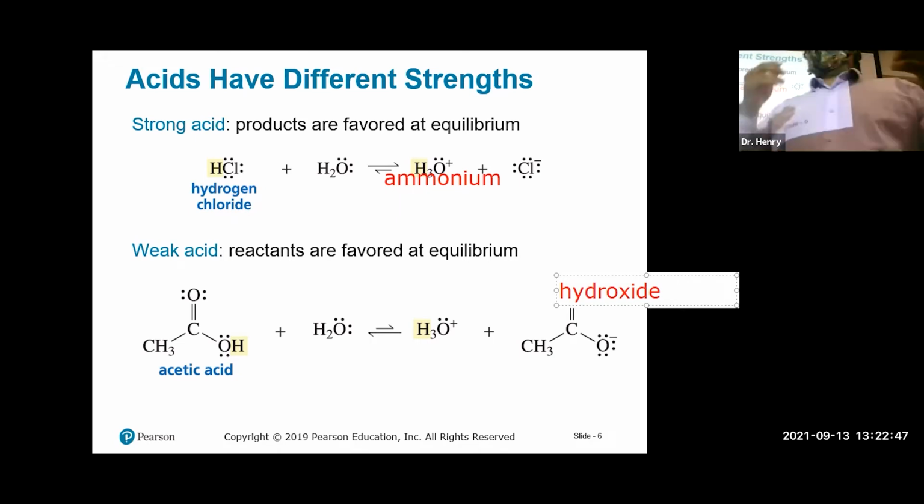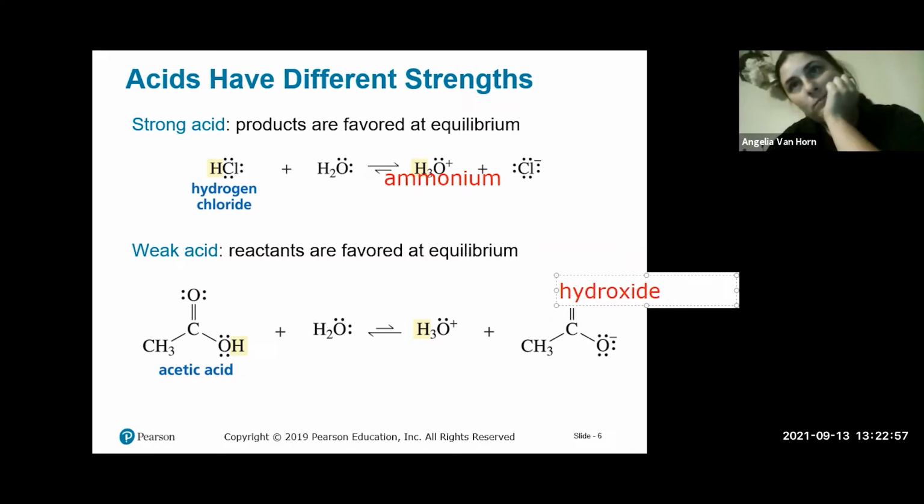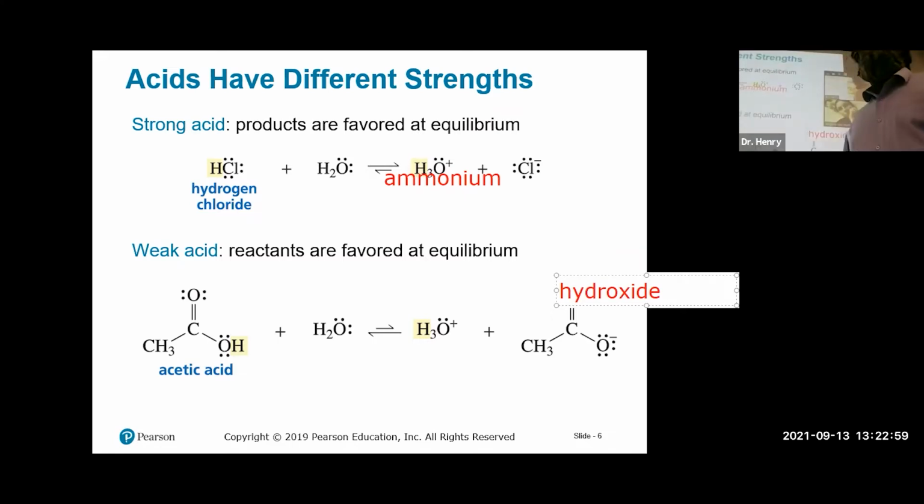Okay, so give me another example of acids that we know for sure are going to be weak. Carbonic acid. Carbonic acid is a weak acid. Why is carbonic acid a weak acid? Because it has carbon. That's right. Carbon acids are going to be weak acids.